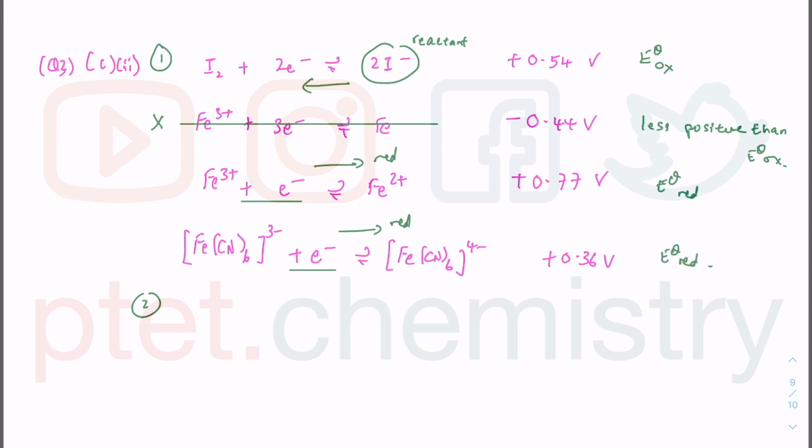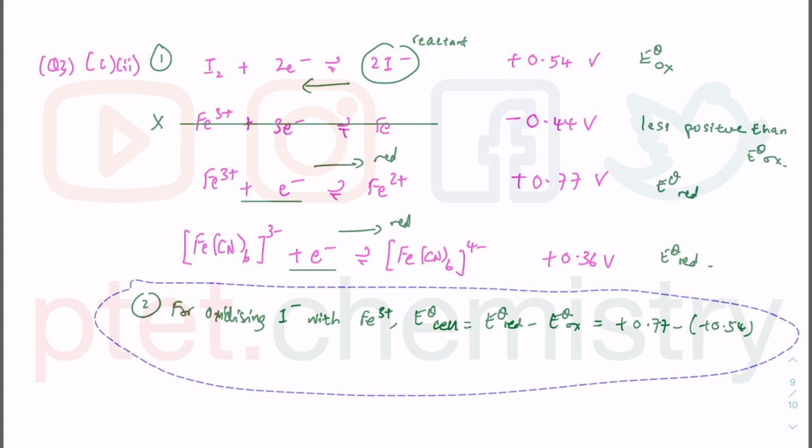So for oxidizing I minus with Fe3 plus, the E cell is equal to E red minus E ox. So the E red is going to be more positive than that. So plus 0.77 minus plus 0.54. And you can see that there is going to be a positive number.